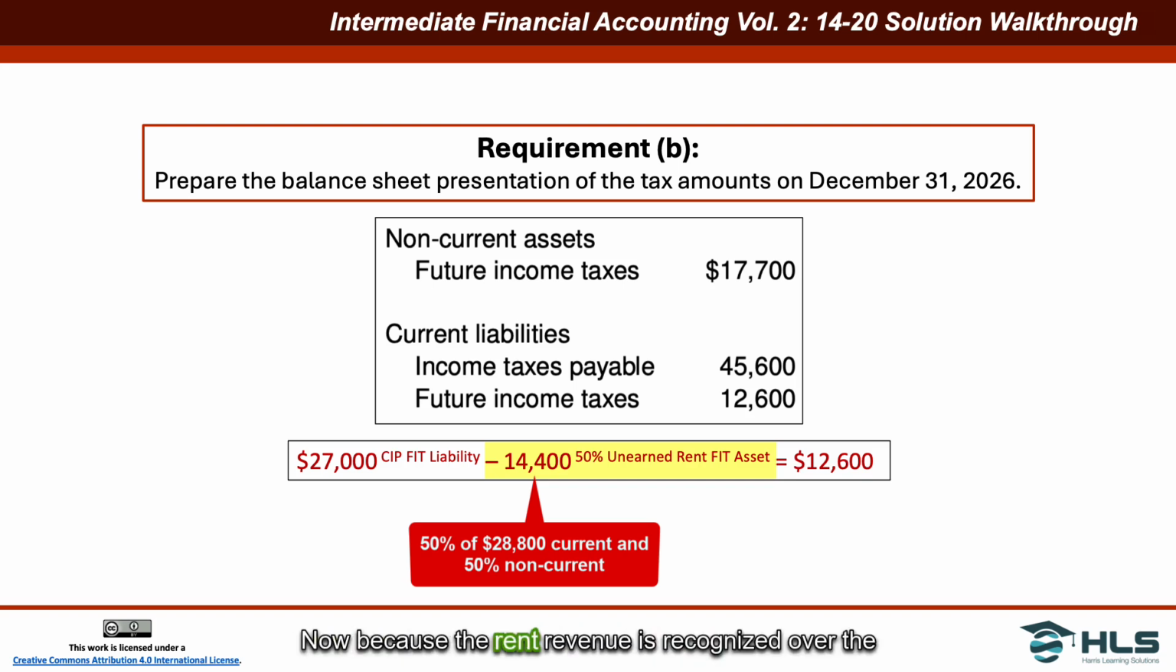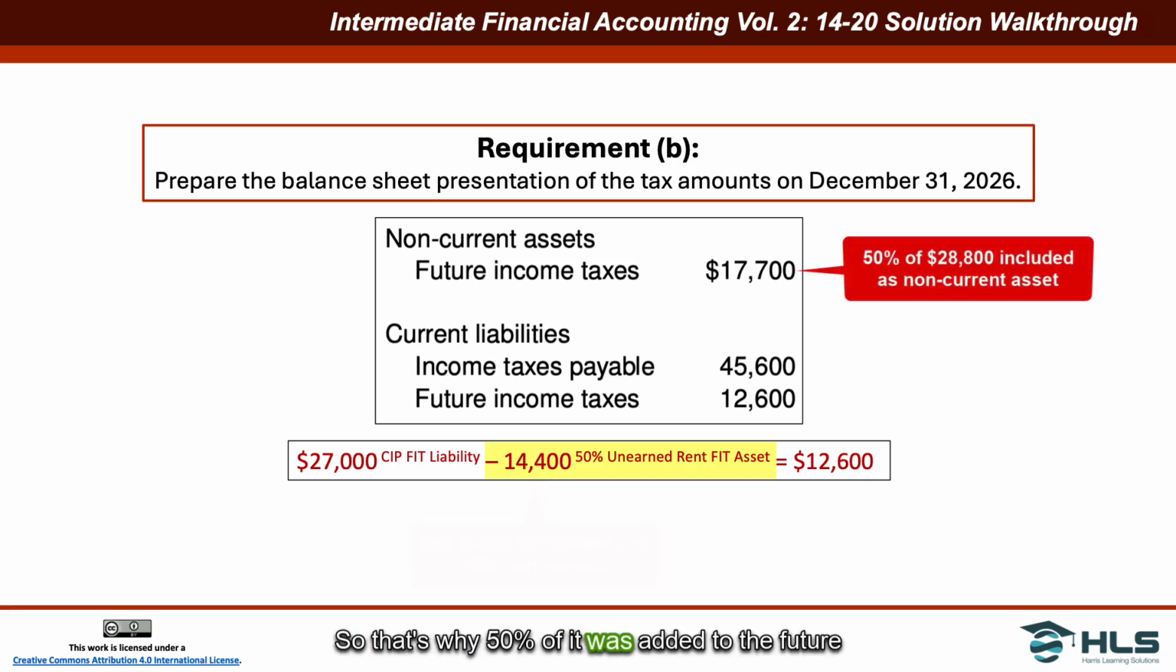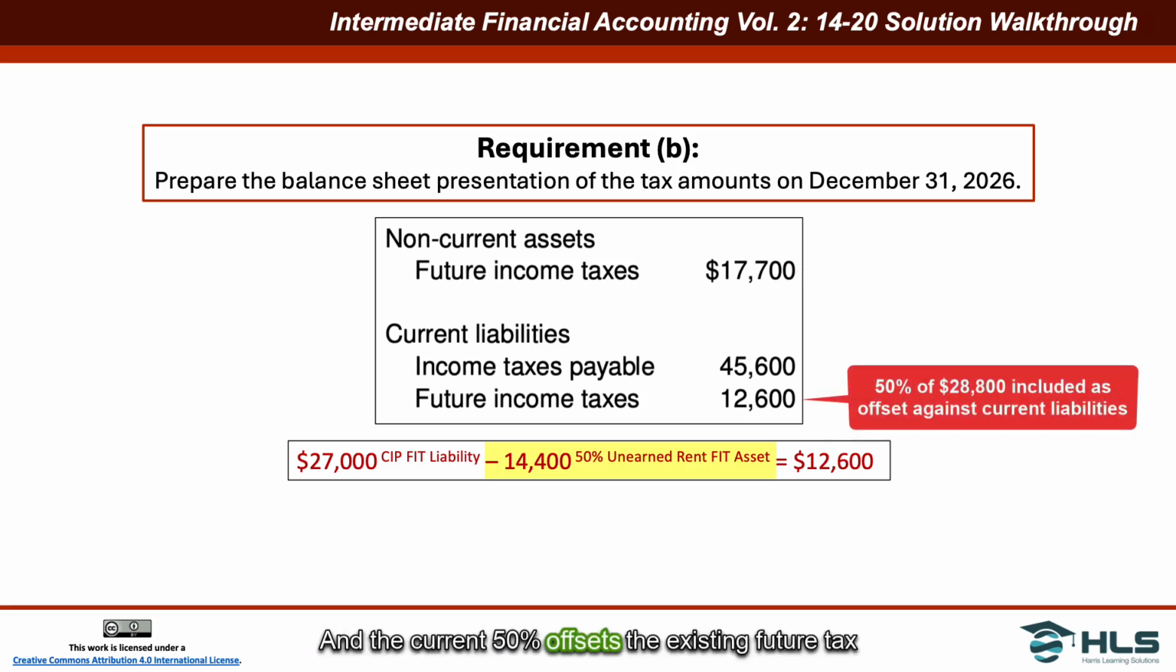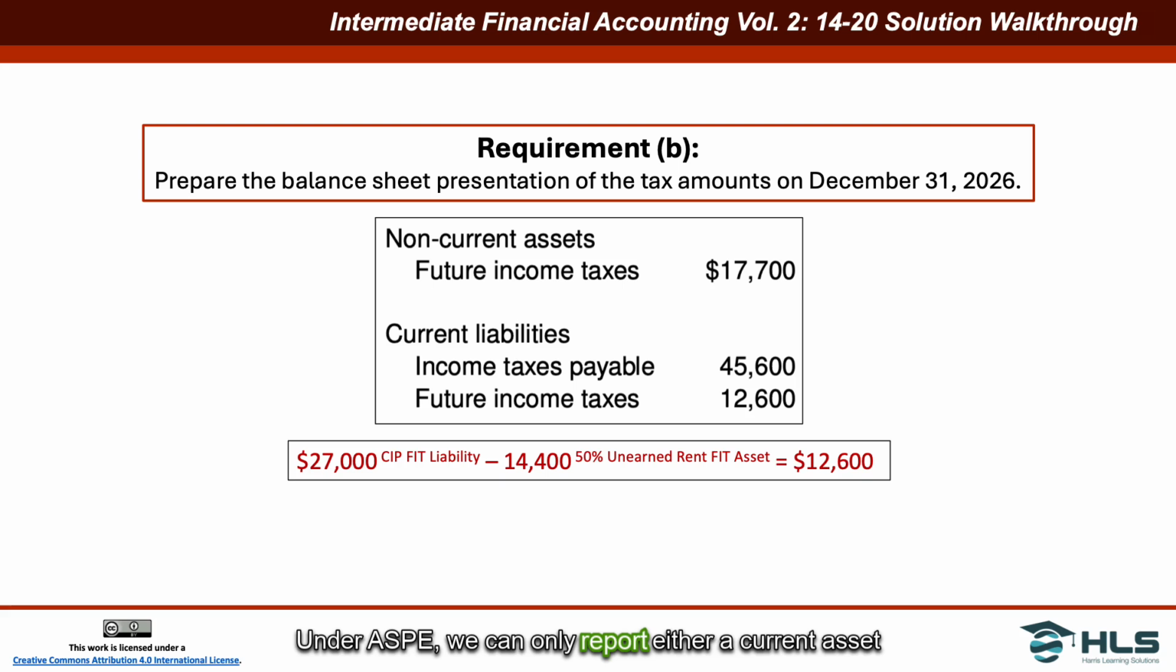Now, because the rent revenue is recognized over the next 2 years, 50% of it is current and 50% of it is non-current. So that's why 50% of it was added to the future income tax asset account. That represents the reversal of the future tax asset that will happen 2 years from now. And the current 50% offsets the existing future tax liability for the construction in progress. Under ASPE, we can only report either a current asset or current liability, and we can net current assets against current liabilities, which is what we've done here.